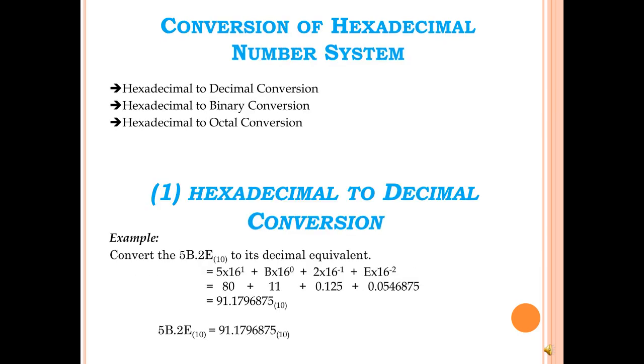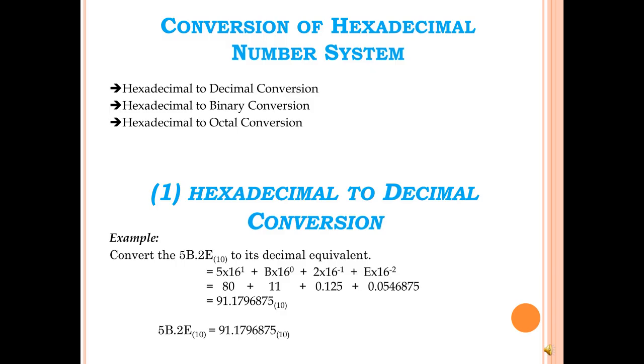Next we have conversion of hexadecimal number systems: hexadecimal to decimal conversion, hexadecimal to binary conversion, hexadecimal to octal conversion. Now, first of all, we will see hexadecimal to decimal conversion. So we have one example. It says convert 5B.2E base 16 to its decimal equivalent.